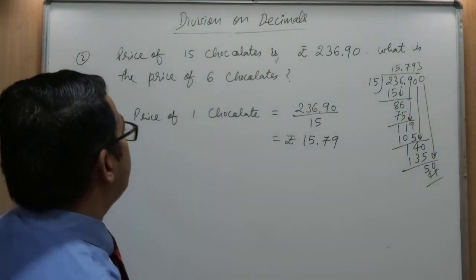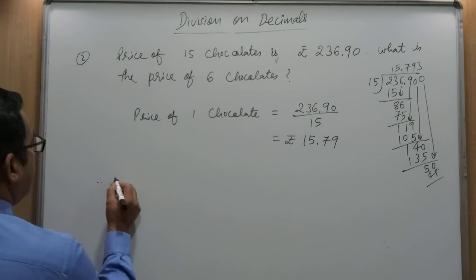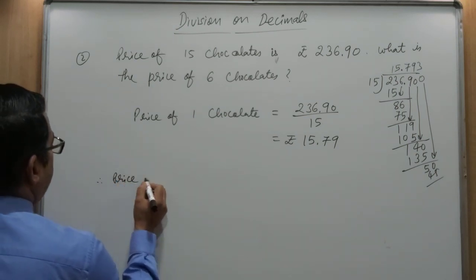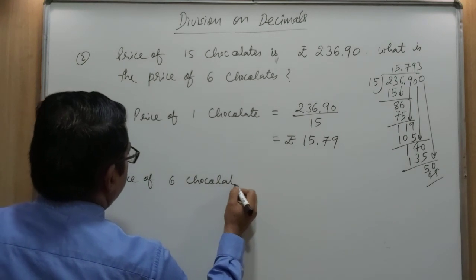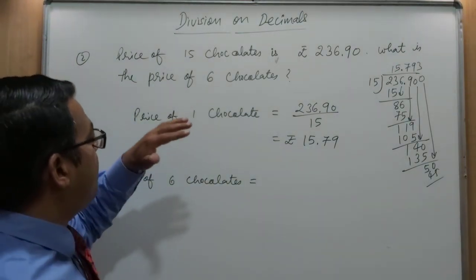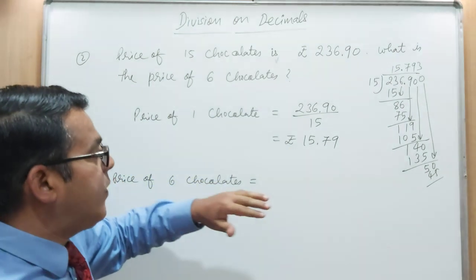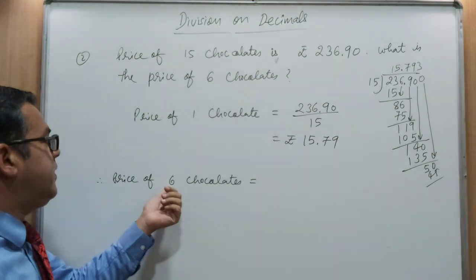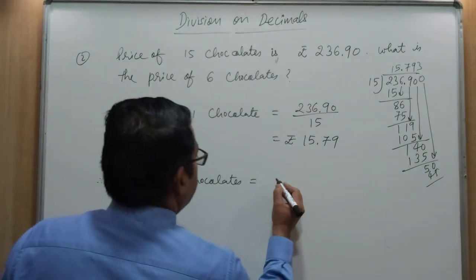Now but the question is, what is the price of 6 chocolates? So therefore price of 6 chocolates. What to do now? We have to multiply now. The price of one unit is given here, single thing, and you have to find the price of groups, means 6 chocolates, bunch of 6. We need to multiply now this time.